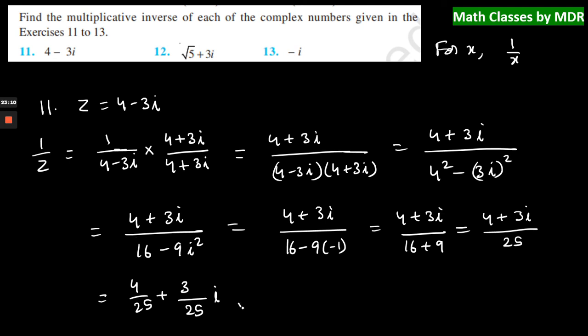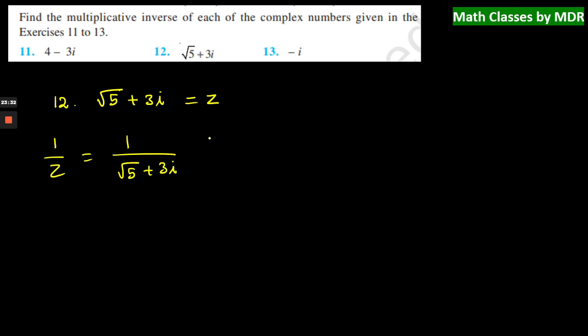Now let us see the 12th question. In the 12th question we have root 5 plus 3i. Let us say that this is equal to z. Now the multiplicative inverse is 1 by z and it is 1 upon root 5 plus 3i. So again we have to rationalize to get this into the form a plus bi. So let us rationalize it by taking the conjugate of root 5 plus 3i, that is root 5 minus 3i by root 5 minus 3i.